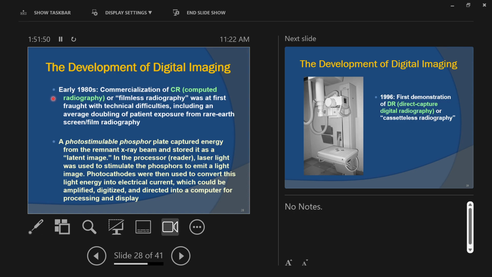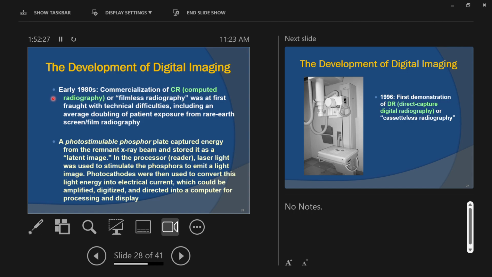Anyways, early 80s, we get filmless. As they say, it was at first fraught with technical difficulty, including an average doubling of patient exposure from film. Filmless CR, computer radiography, needed so much extra exposure, it would easily be doubling the patient's exposure compared to film. So that was not a good thing, right? The advantage was we're not buying film anymore. The disadvantage is we're now having to way overexpose our patients. That was not great. So we had to get better at this.